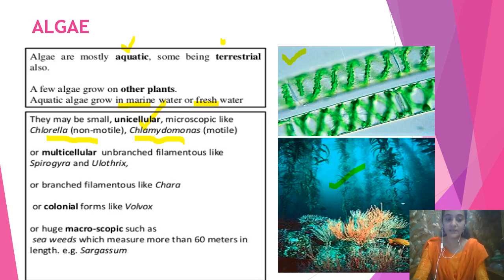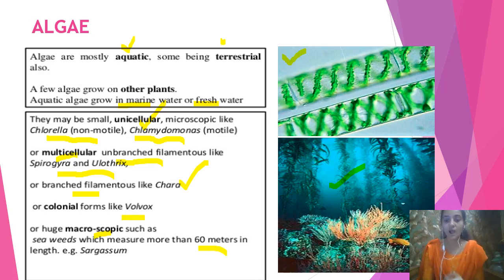Now multicellular examples: unbranched filamentous ones like Spirogyra and Ulothrix, and branched filaments, an example is Chara. You have to learn the examples here. Okay. And the colonial forms, present in the form of a colony, the example is Volvox. And some are microscopic, and some are large weeds that can even grow to a length of 60 meters. You can assume how much is 60 meters. This much is 1 meter. So you can assume how long it is. And the example is Sargassum.